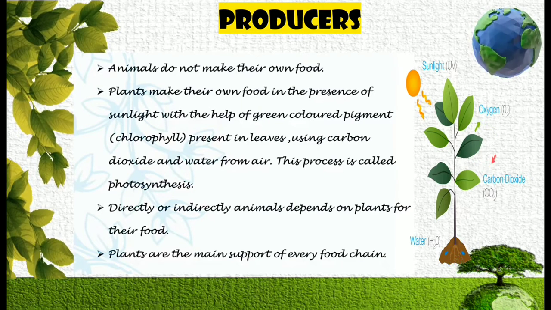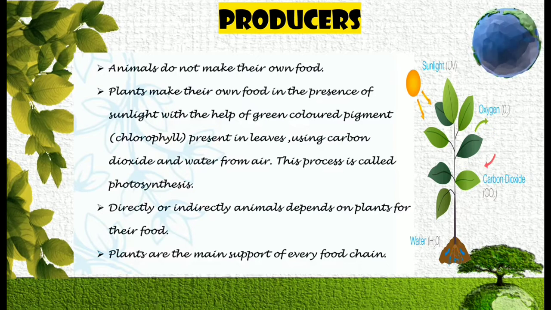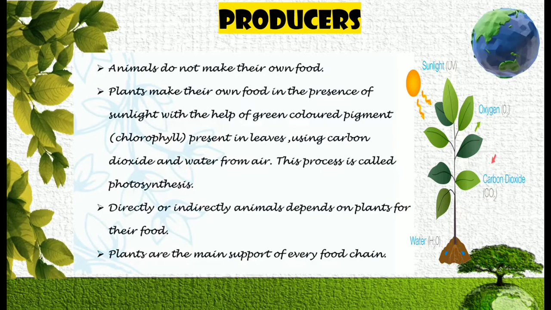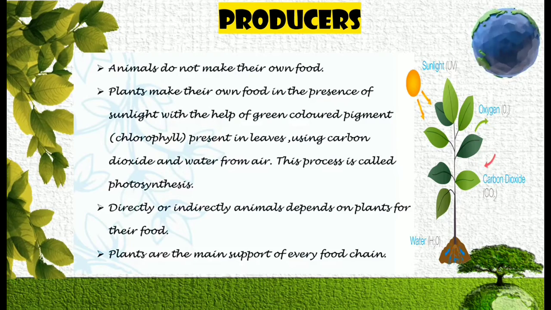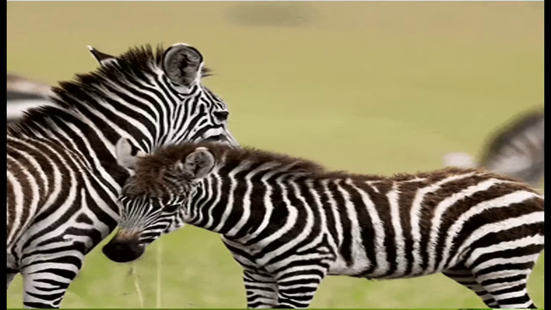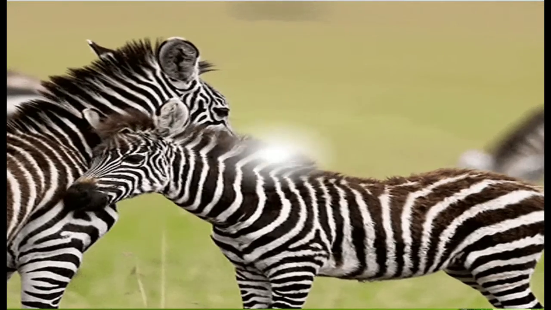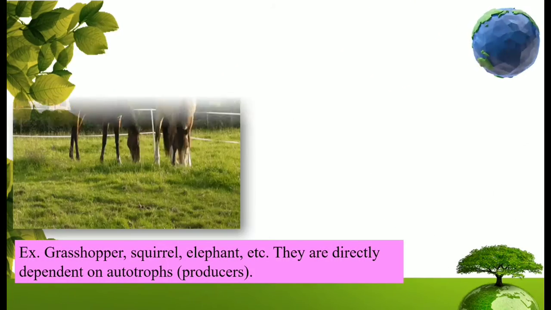Producers are extremely important, as I told you, because they are the only ones which can absorb the energy from the sun and produce food, and in turn the animals depend upon them directly or indirectly. Herbivores need plants for survival, whereas carnivores need the herbivores which are dependent on plants. So plants are the basic requirement for all living organisms to obtain energy. The next one that we have is the herbivores.